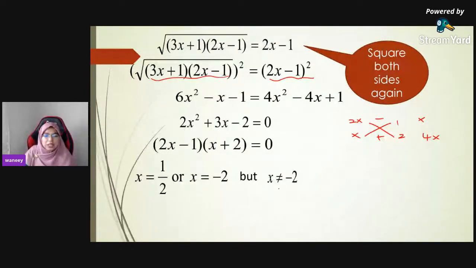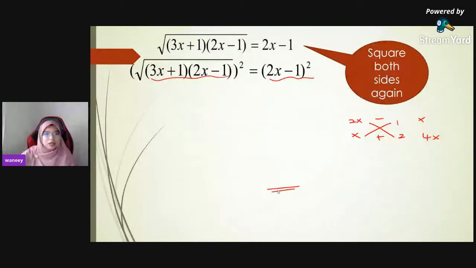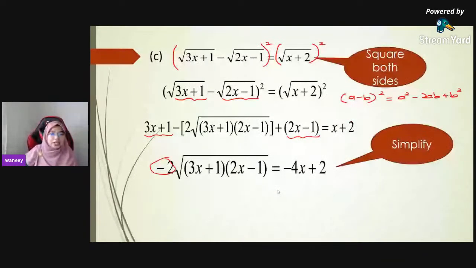However, when we do some checking, we should be able to see that x cannot be equal to negative 2. Perhaps let us go back to the question and see why x cannot be equal to negative 2. Okay, so this is the question. Square root of 3x plus 1 minus square root of 2x minus 1 equal to the square root of x plus 2. Okay, so if x is equal to negative 2.